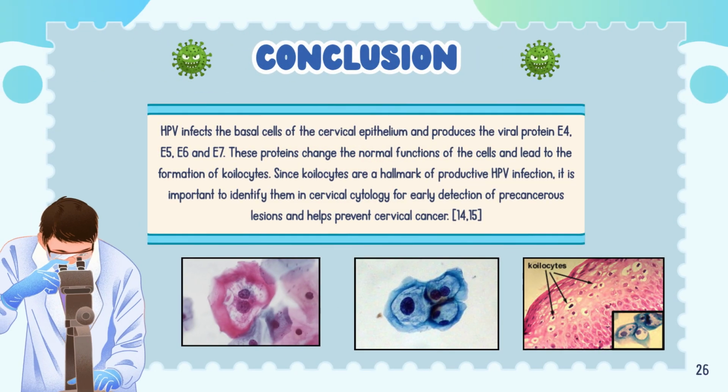To conclude, HPV infects the basal cells of the cervical epithelium and expresses the viral proteins E4, E5, E6, and E7. These proteins disrupt the normal functions of the host cells and eventually lead to the formation of koilocytes. Since koilocytes are the hallmark of productive HPV infection, recognizing them in cervical cytology is very important for the early detection of precancerous lesions. This allows timely clinical management and plays an important role in preventing the development of cervical cancer.